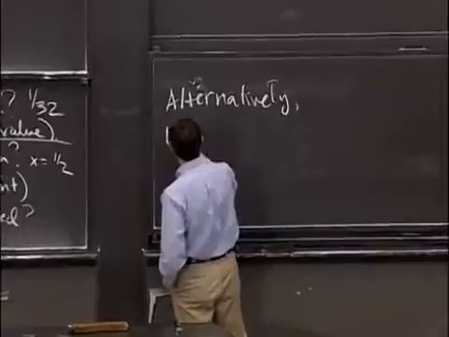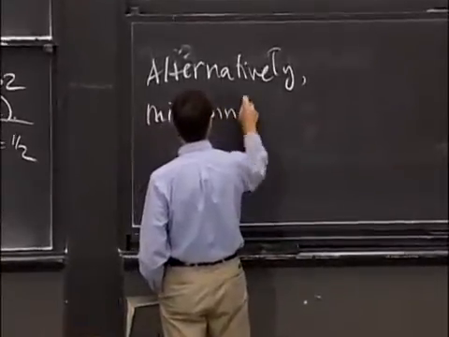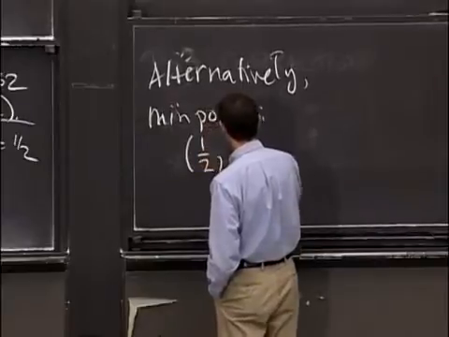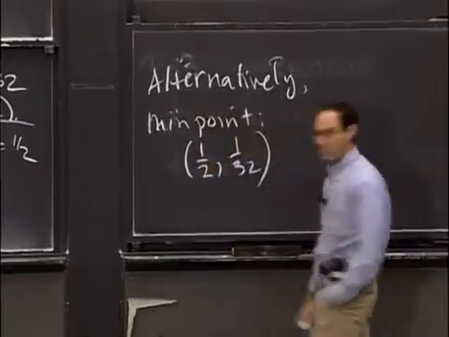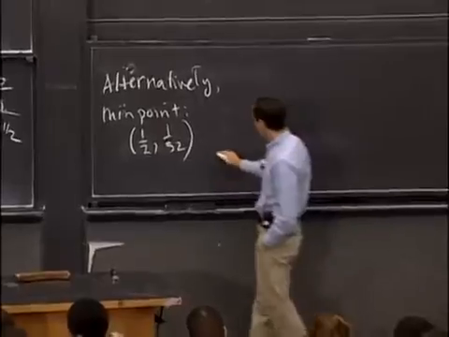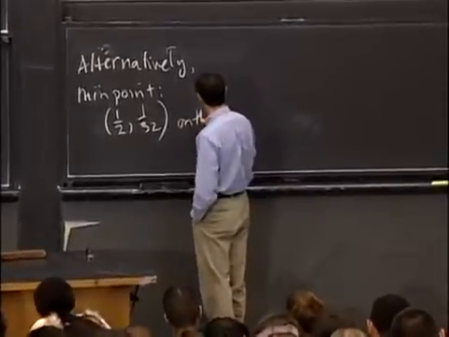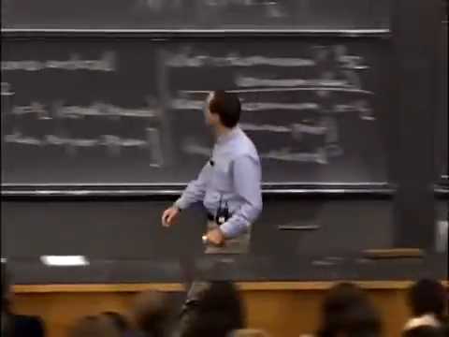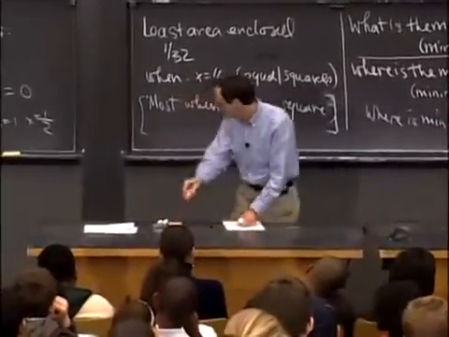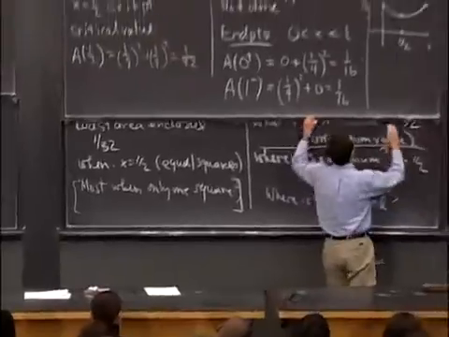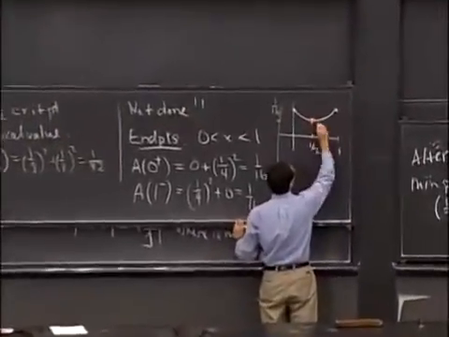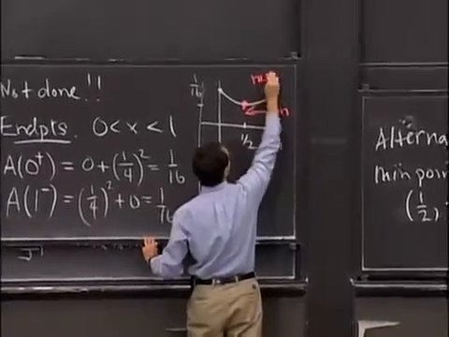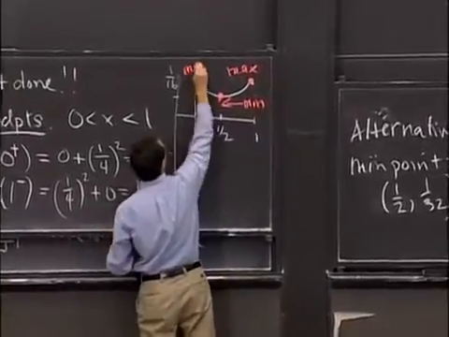The minimum point is the point (1/2, 1/32). Right? That's a point on the graph. Well, that graph is way up there, but I'll just put it on there. That's this point, and you might say min there. And you might point to this point and say max. And similarly, this one might be a max.